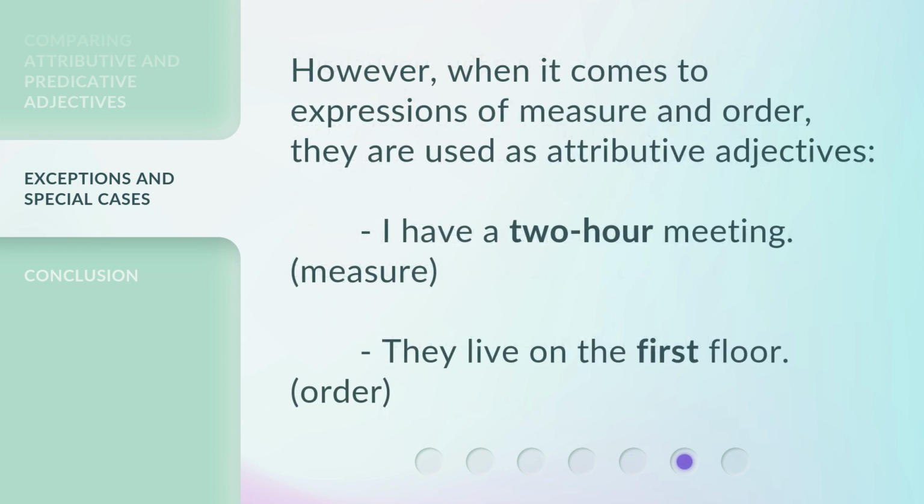However, when it comes to expressions of measure and order, they are used as attributive adjectives. I have a 2-hour meeting. Measure. They live on the first floor. Order.